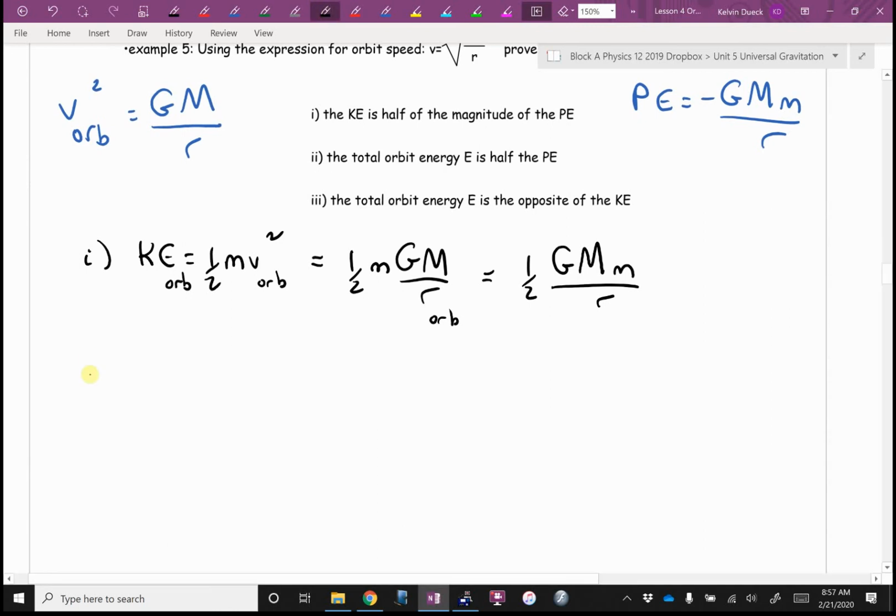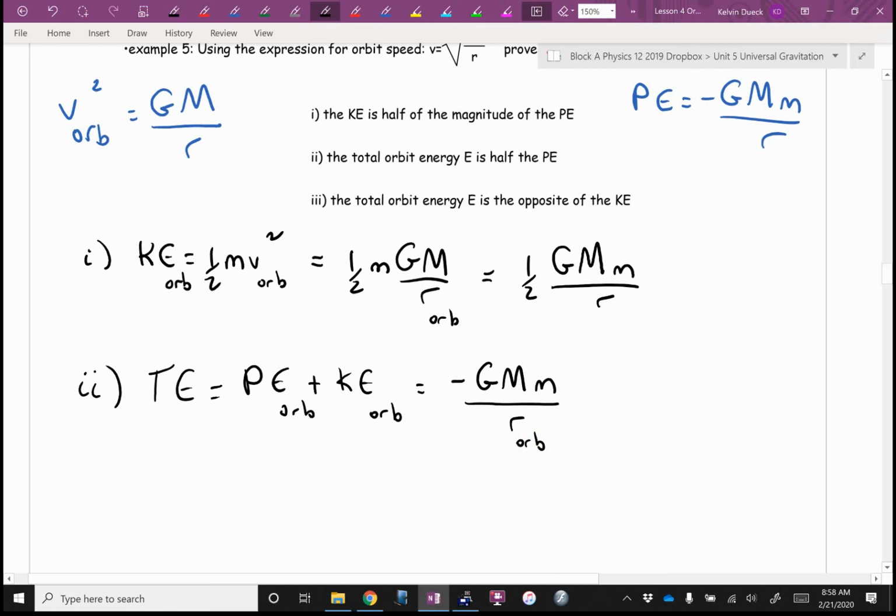The total orbit energy. Well, total orbit energy would just be the potential plus the kinetic, not the change, and not just the stuff there. So the potential orb plus the kinetic orb. Well, the potential orb, Liam, is negative big G, big M, little m over R orb. And then do me a favor, once you've written that, just to make it obvious, in front of the G, put a 1: negative 1, big G, big M, little m over R orb.